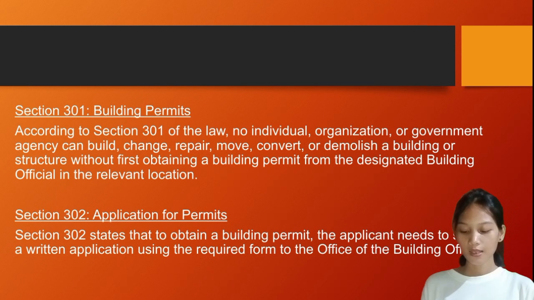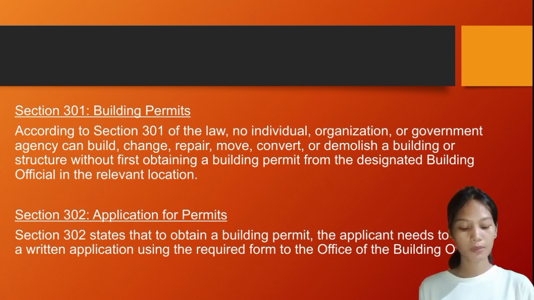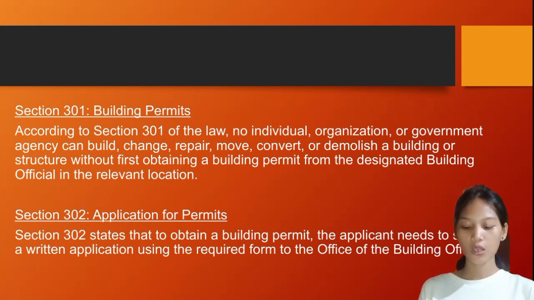Permits. Section 301. Building permits. No person, firm, or corporation, including any agency or instrumentality of the government, shall erect, construct, alter, repair, move, convert, or demolish any building or structure or cause the same to be done without first obtaining a building permit therefor from the building official assigned in the place where the subject building is located or the building work is to be done.